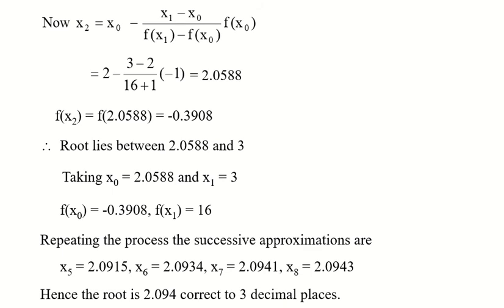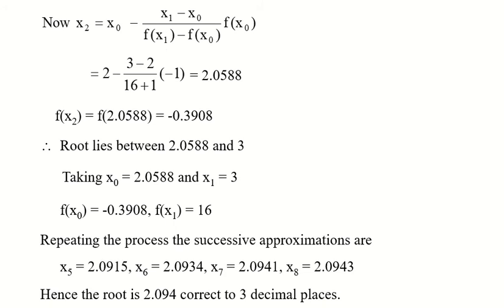Now to calculate the first approximation x2, you have the formula x2 = x0 − (x1 − x0)/(f(x1) − f(x0)) × f(x0). You can substitute x0 is 2, minus x1 is 3 minus x0, that is 2, divided by f(x1), you have it as 16, minus f(x0), you have −1, so minus of minus 1 becomes plus 1, into f(x0), again −1.